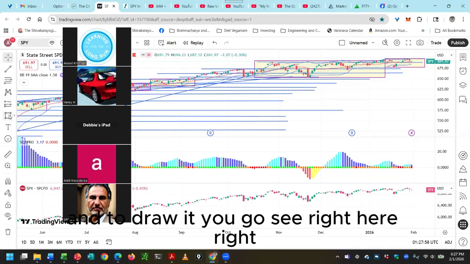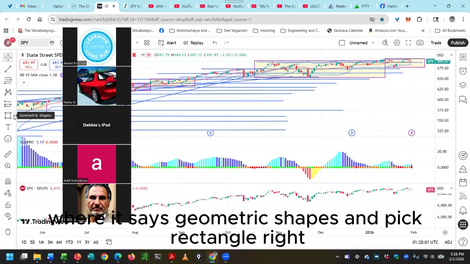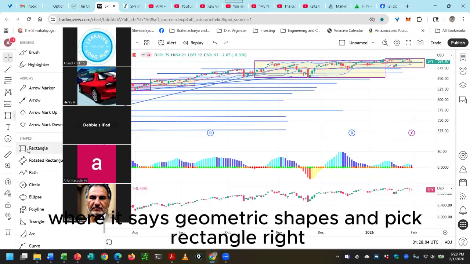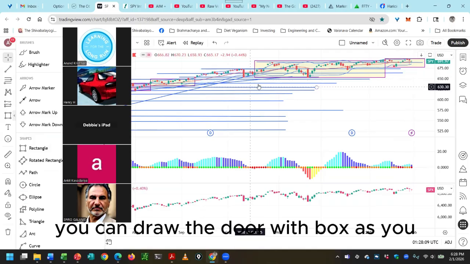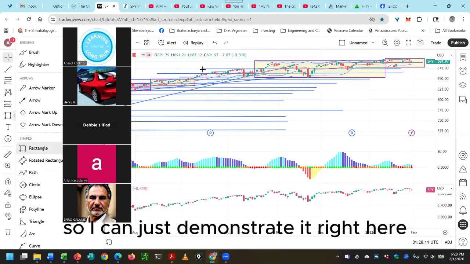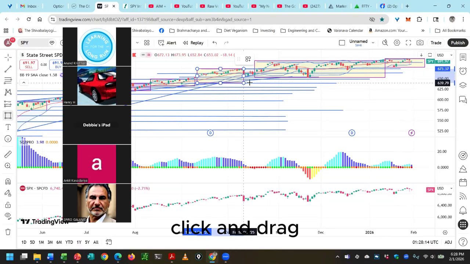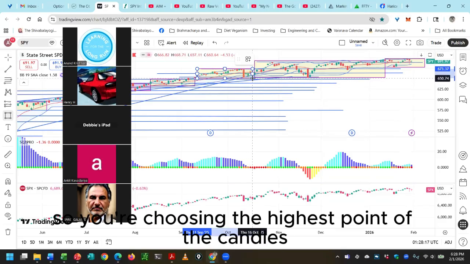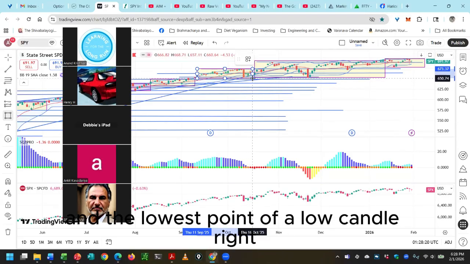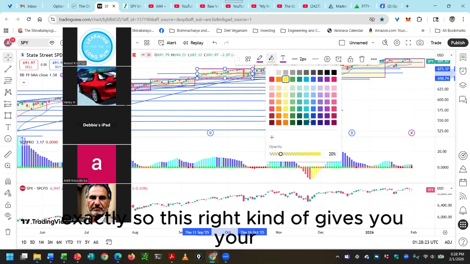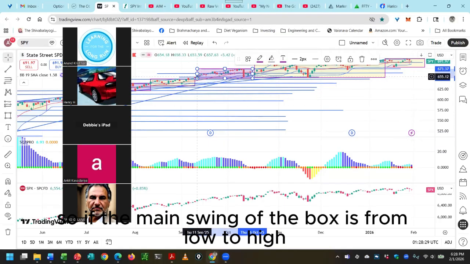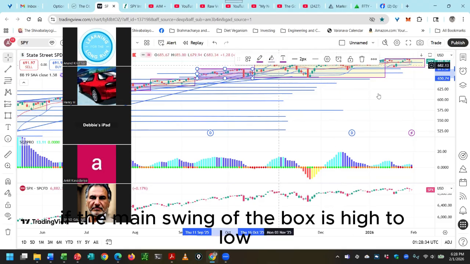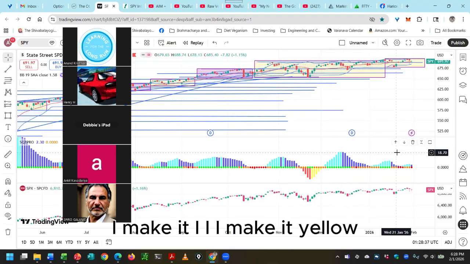And to draw it, you go see right here, this is where it says geometric shapes, and pick rectangle, right? And then when you pick the rectangle, you can draw the Darvas box. So I can just demonstrate it right here. Just click and drag, and you're choosing the highest point of the candles and the lowest point of a low candle. So this kind of gives you your trading range. And if the main swing of the box is from low to high, I make it purple. If the main swing of the box is high to low, I make it yellow.